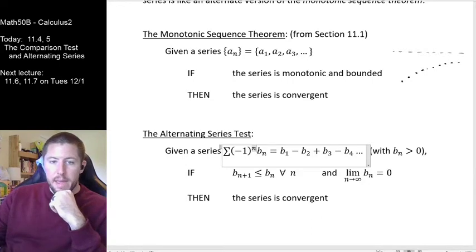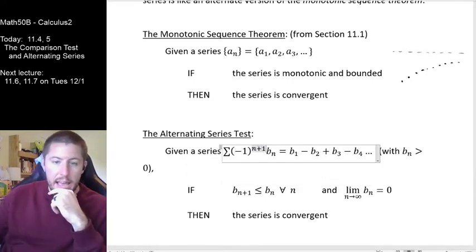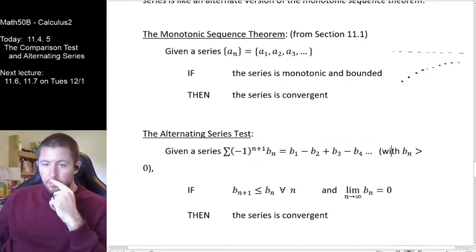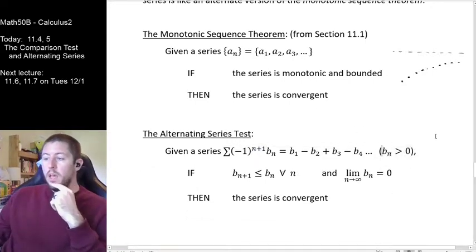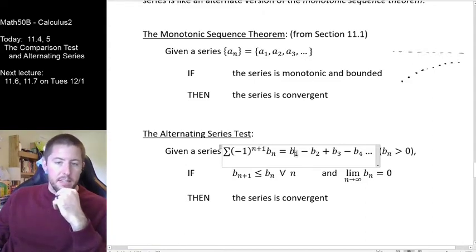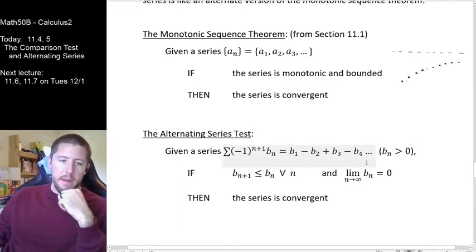But notice that if I make this like that, then this is going to say when I plug in n equals 1, then we now have an even power. So negative 1 squared is positive 1, and we do get a positive first term. But then we'll have an odd power for the next one. So we get a negative second term, stuff like that. So b1 minus b2 plus b3 minus b4.